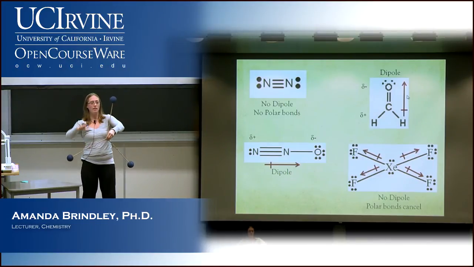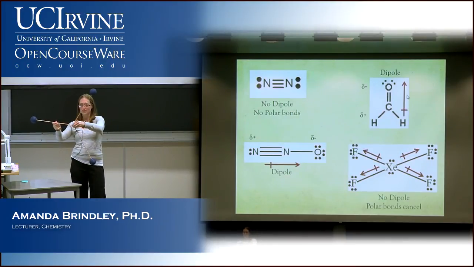Okay, so I would like more consensus. You're right, but more consensus. So what shape do we have first? Like a triangle, right? And is it on a plane? Is it a pyramid? What is it? It's a plane, so it's trigonal planar.